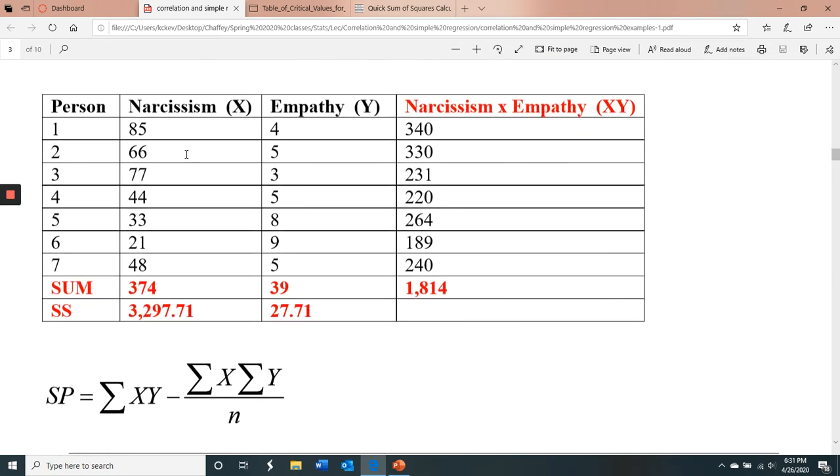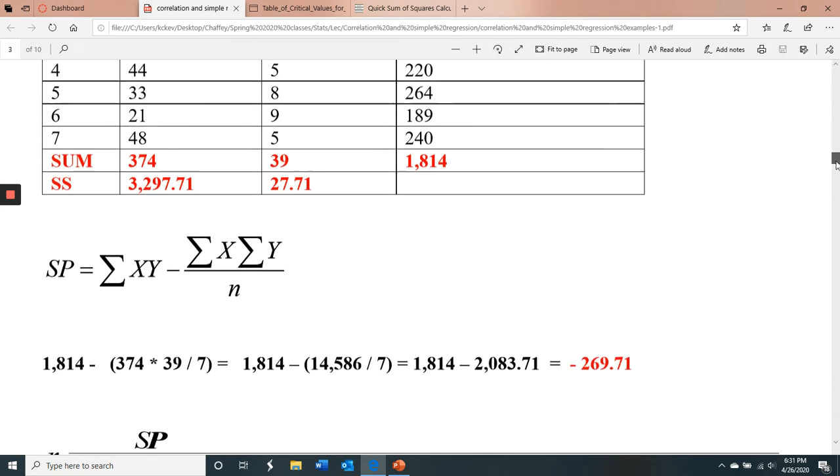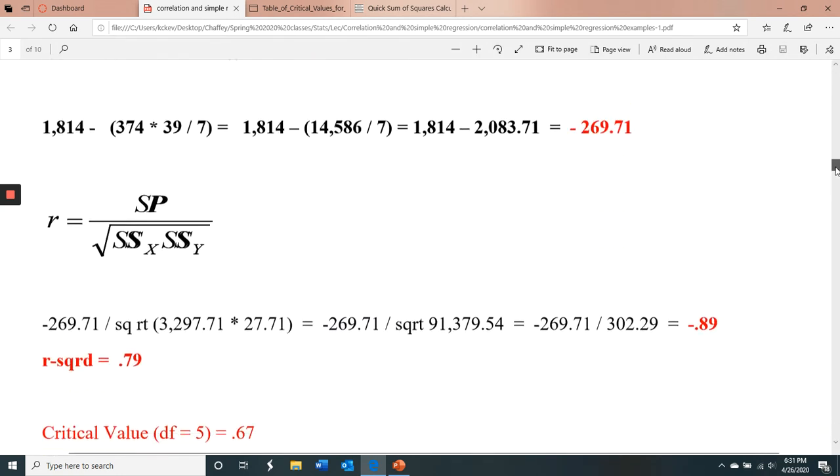Well, why is that? Well, here's somebody high on narcissism, and they're low on empathy. And just kind of looking, there's somebody low on narcissism, and they're high on empathy. So it looks like there's a pattern that people who are higher on narcissism are lower on empathy, and people who are lower on narcissism look like they're higher on empathy. That's a negative correlation. As narcissism goes up, empathy goes down. As narcissism goes down, empathy goes up. So that's why we have a negative SP there.